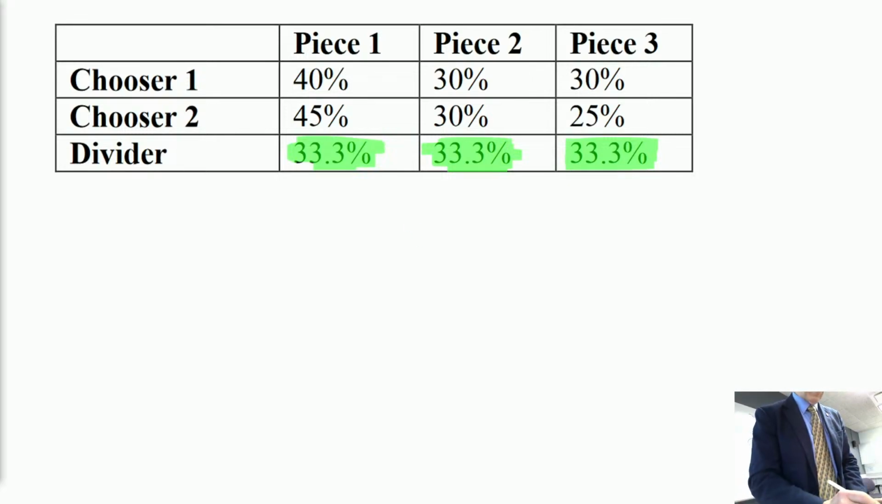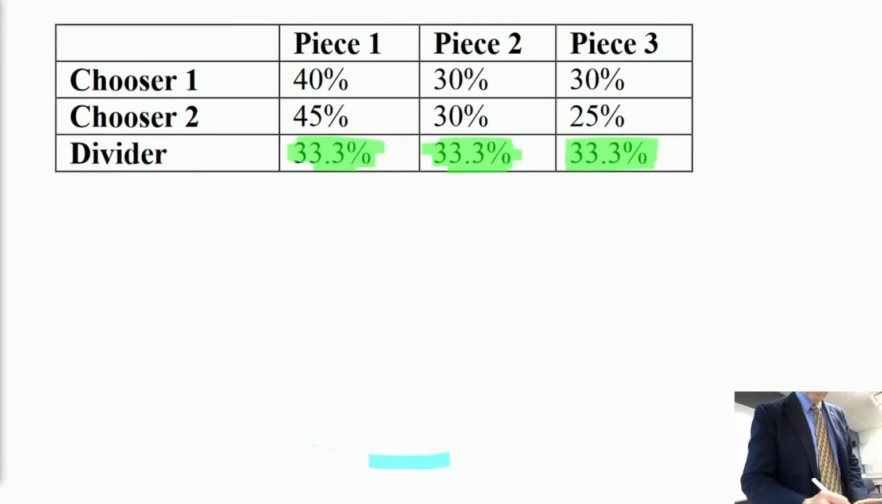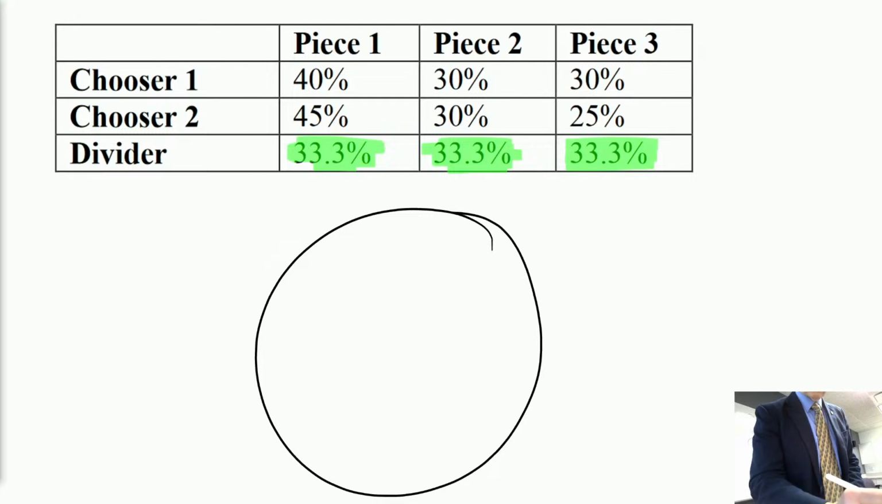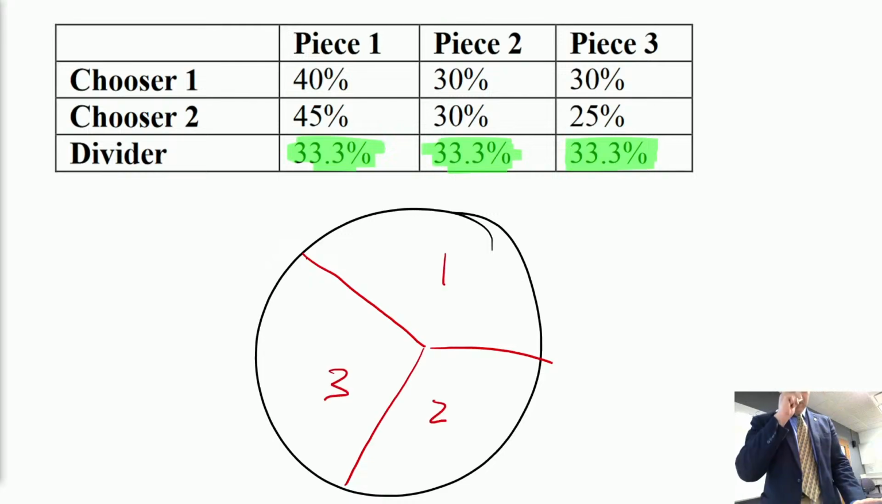So here's the situation. We have this cake. Whoops. Hold on a minute. Let me get rid of that giant C. C is for cookie. Okay, here it is. There's the cake. And it has been divided by the divider into 3 pieces. One, 2, and 3. So the divider thinks that those 3 pieces are all the same, but the 2 choosers are a little bit choosy about this thing, aren't they? Notice that they both think that piece 1 is better than pieces 2 or 3.